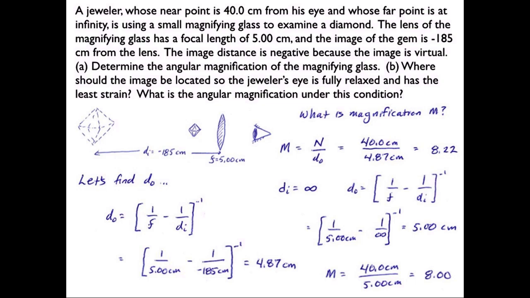So the object distance is 1 over the focal length minus 1 over the image distance, and if I plug in infinity, I'm going to find an object distance of 5 centimeters. If I'm going to get this image to be way, way far away, I'm going to put this diamond out at the focal length of the lens. Again, when it's at the actual focal length, you're not really going to see it, so perhaps a better answer is 4.99 centimeters or something to that effect. But if we use the theoretical 5 centimeters and calculate, the new magnification is actually a little bit less than it was before. It's 8, but the jeweler is experiencing slightly less eye strain in this configuration.